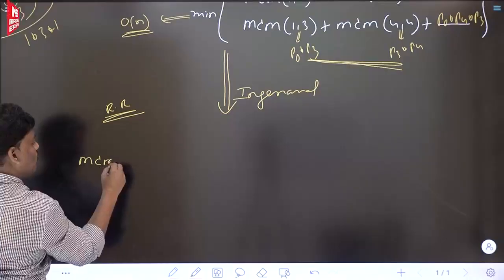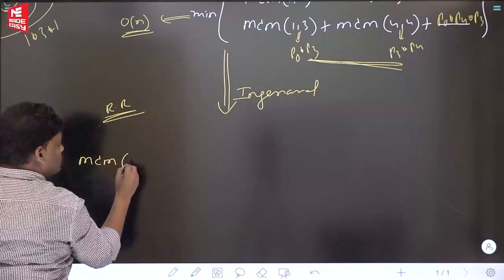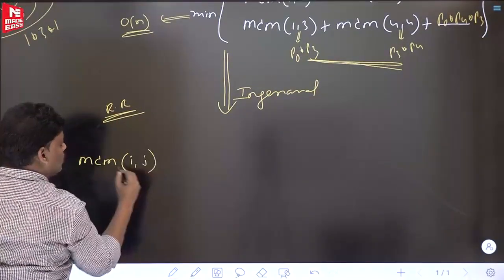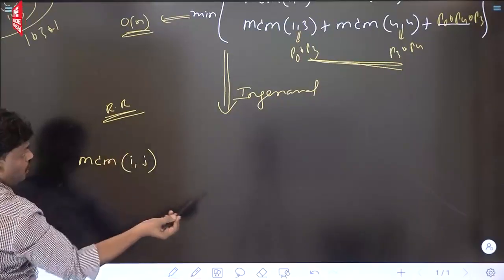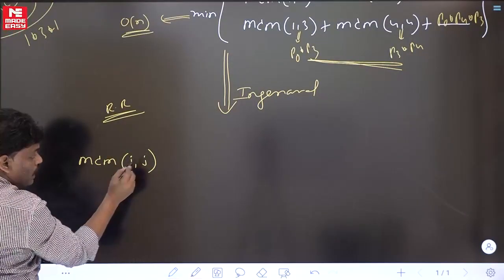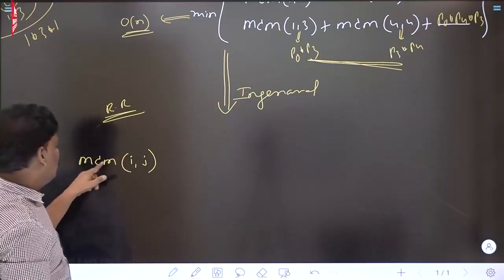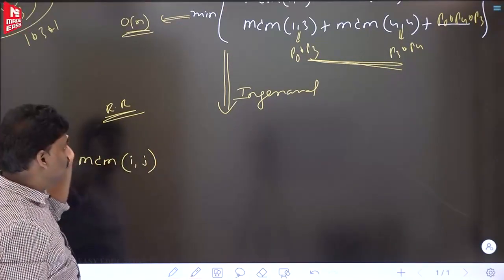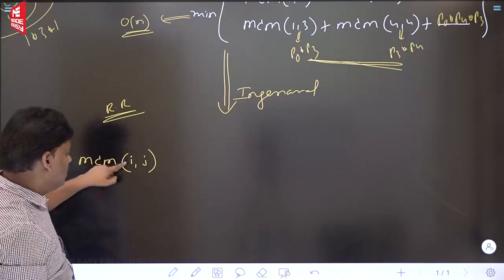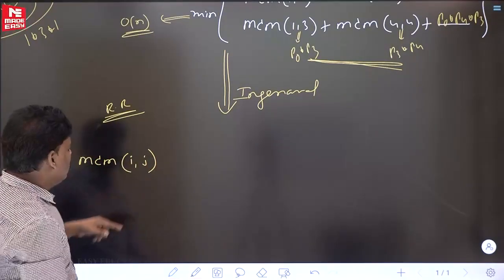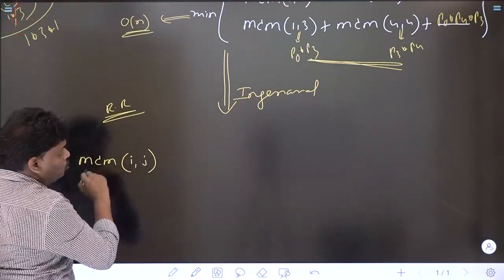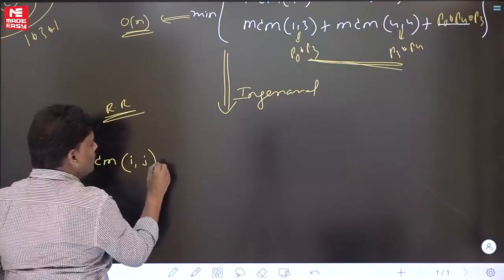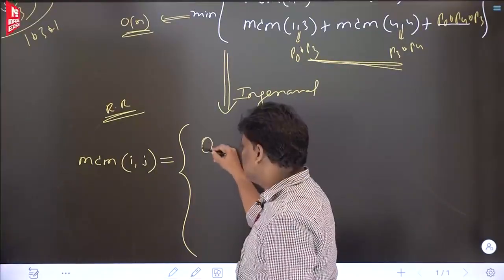See this one, MCM of i to j. What is the meaning? The minimum number of multiplications required to multiply Mi to Mj matrices. What is the first matrix number? Mi. What is the last matrix number? Mj. You want to multiply Mi to Mj matrices. The minimum number of multiplications is equal to 0 if i is equal to j.